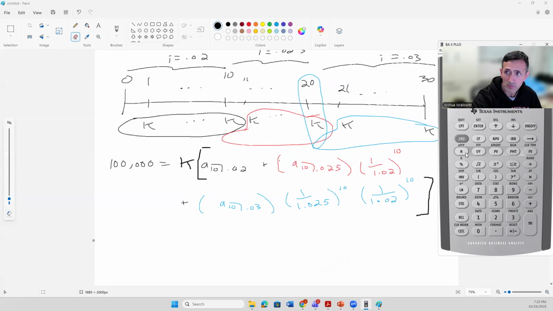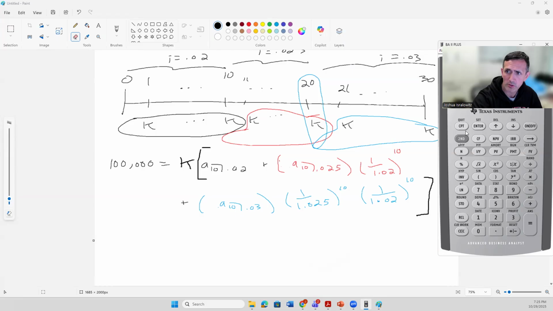10 N, to interest 1 payment, compute present value, store it in one spot. I'm going to just change my interest rate, compute the present value, times 1.02 to the minus 10. Store that in the 2 spots.